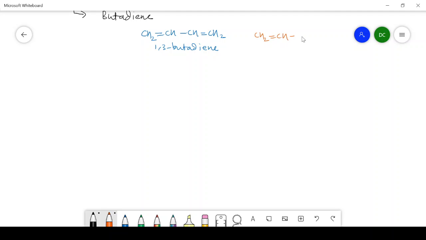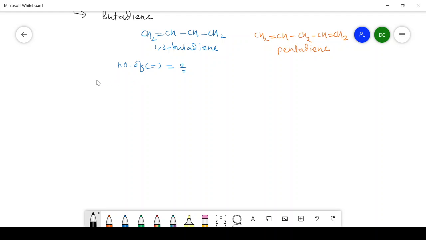CH2=CH-CH2-CH=CH2. Here it is 1,4-pentadiene. I will put here only pentadiene. Now look at the structure of butadiene as well as pentadiene. The number of carbons is different, no doubt, but just see the number of double bonds present in both compounds. The number of double bonds is equal to 2. How many double bonds are present? 2.